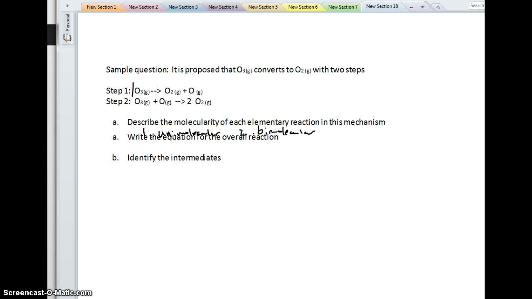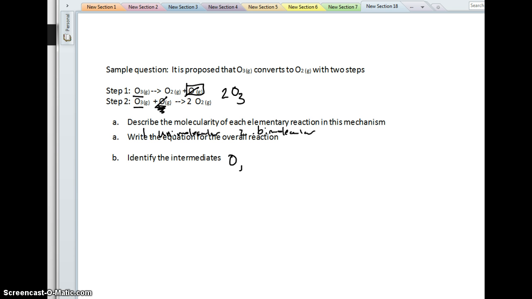I'm going to go ahead and erase that off. And then we're asked to write the equation for the overall reaction. So I'm going to start with my reactants. I have O3 right there, and I have another one right there, so I have two O3s. On the reactant side of step two, I have a monatomic oxygen, but over here I also have a monatomic oxygen, so those are going to be canceled out. First step, it's produced. Second step, it's consumed, so that's one of my intermediates right there. That's part of my answer for part B.